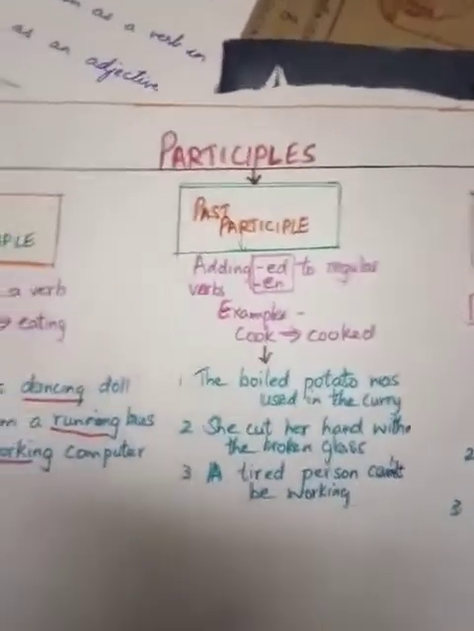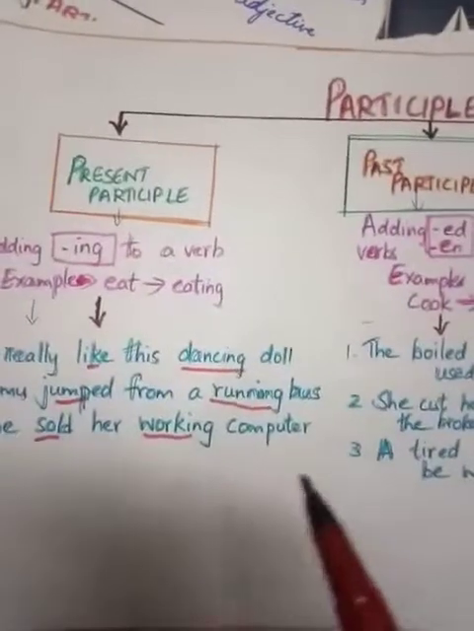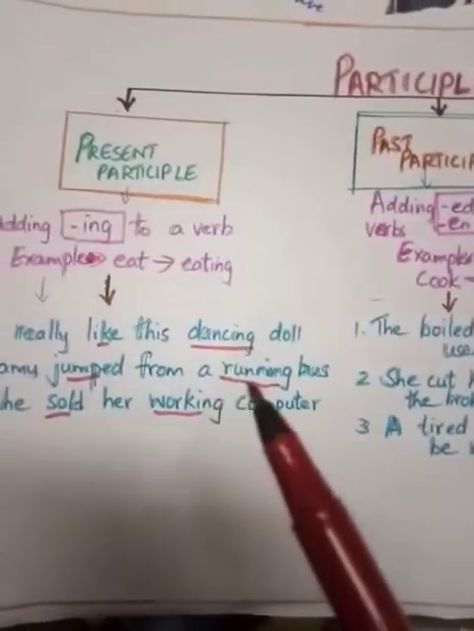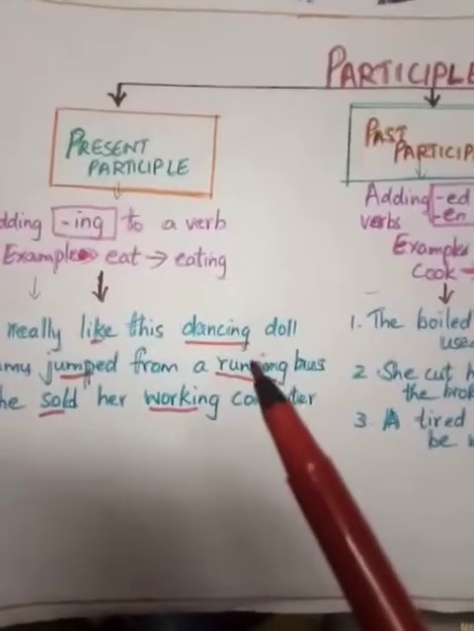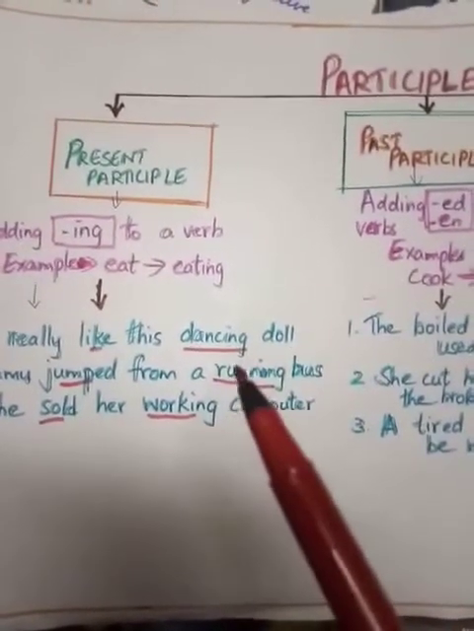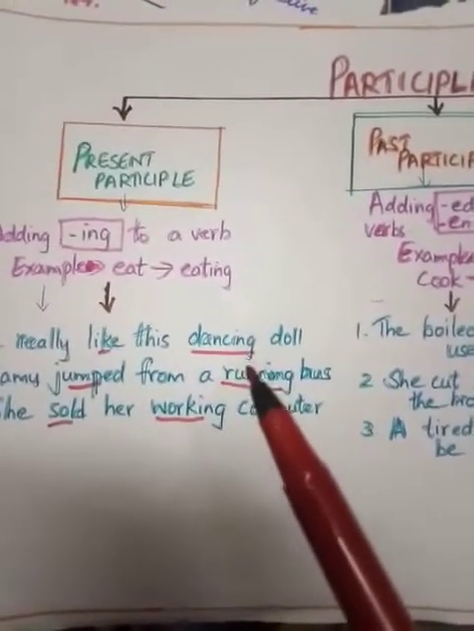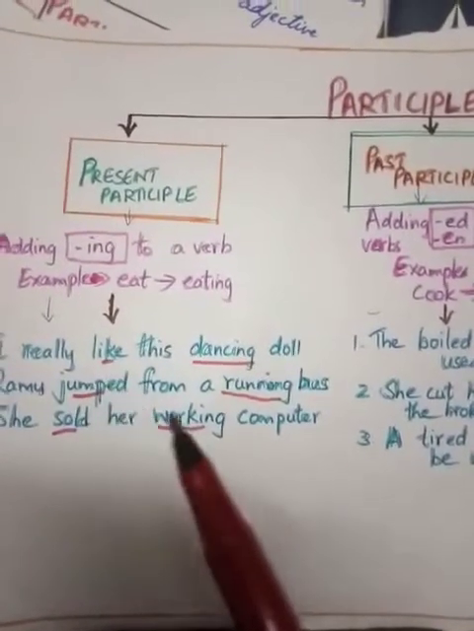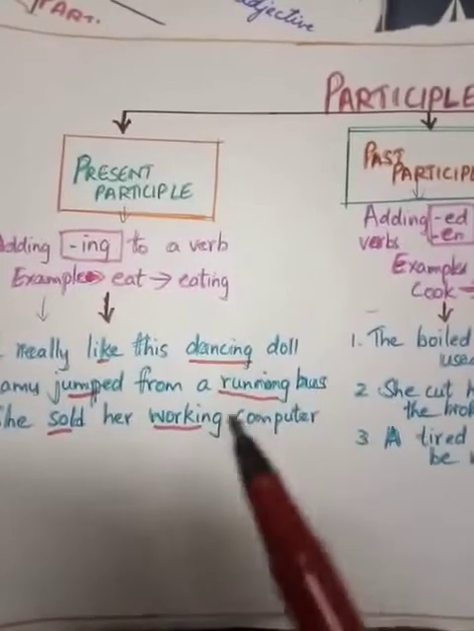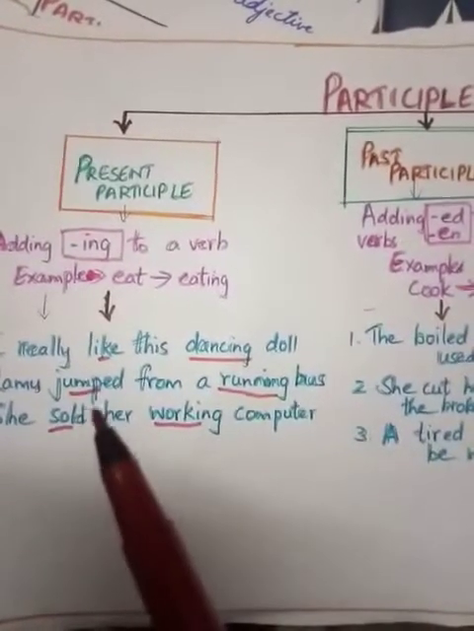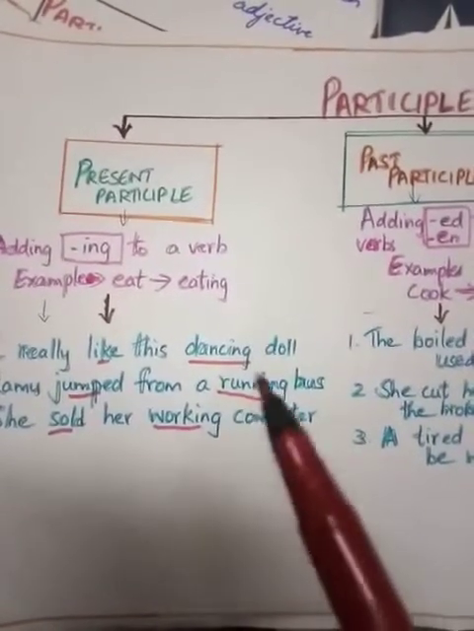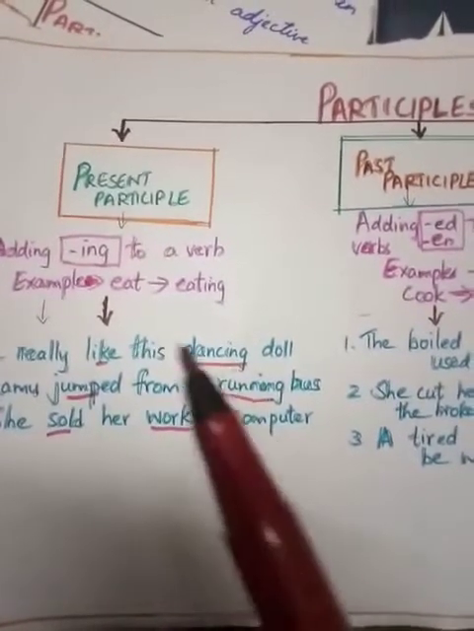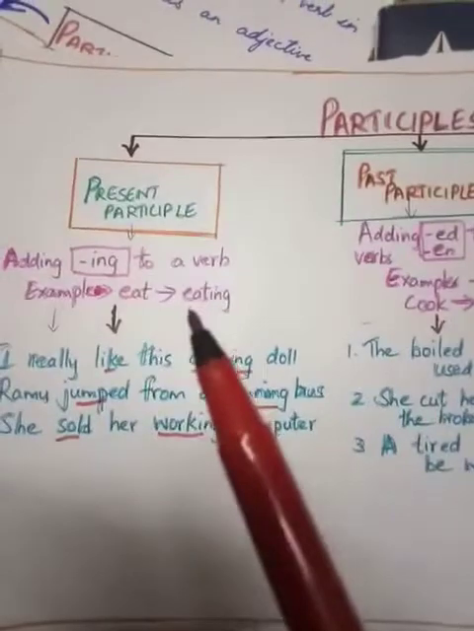The differences, you can see in the table here again. The present participle always has the ending ing and acts as an adjective. What kind of doll? Dancing doll. It describes the doll. It doesn't act as a verb but as an adjective. The main verb is like. In the same way, running bus, the bus which was running. Jumped is the main verb. And working. Dancing, running and working are the present participles with the ing form of the verb.